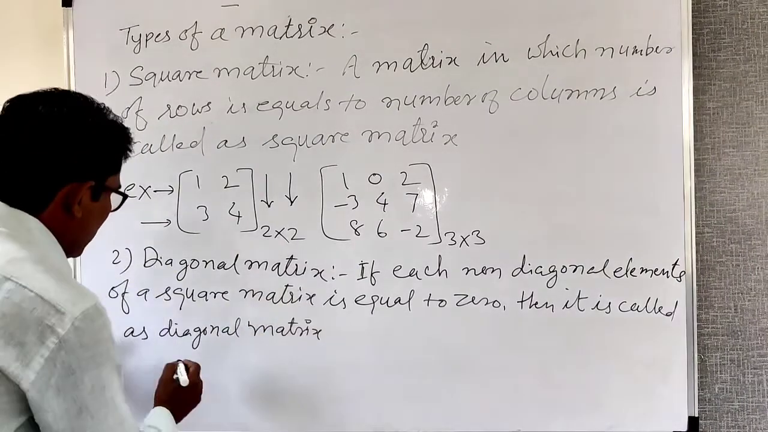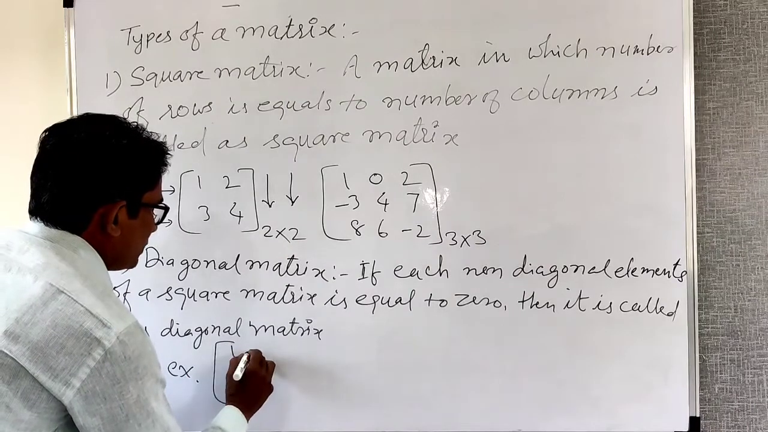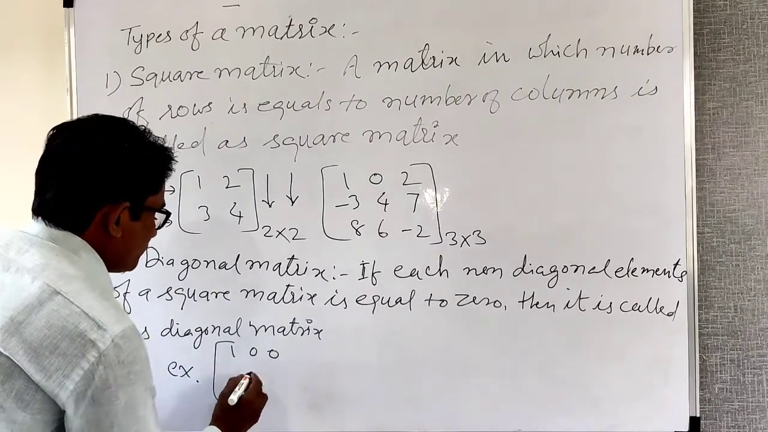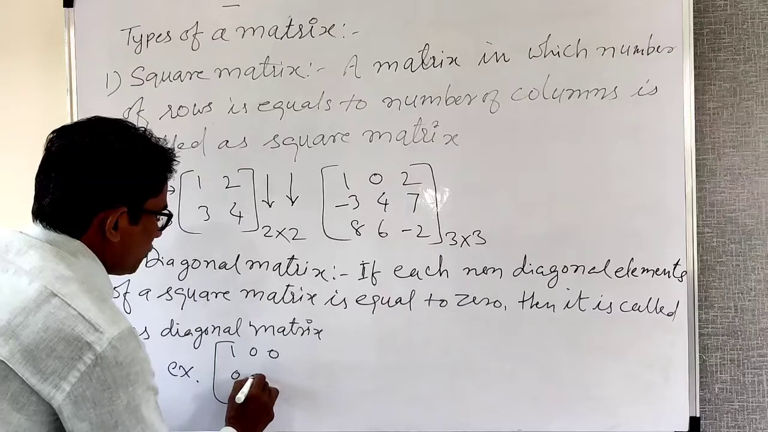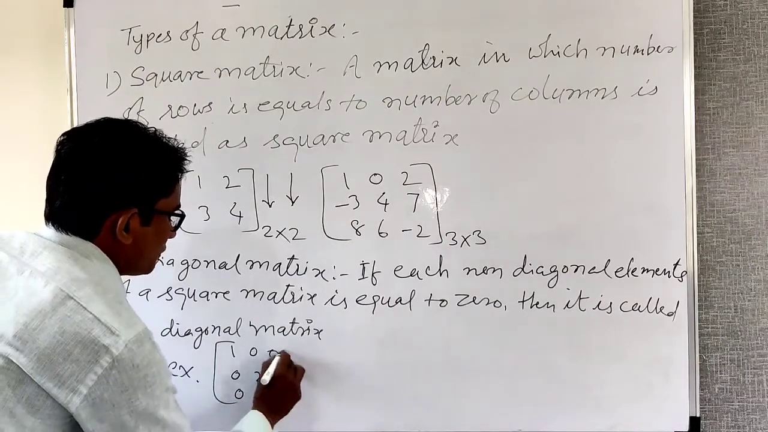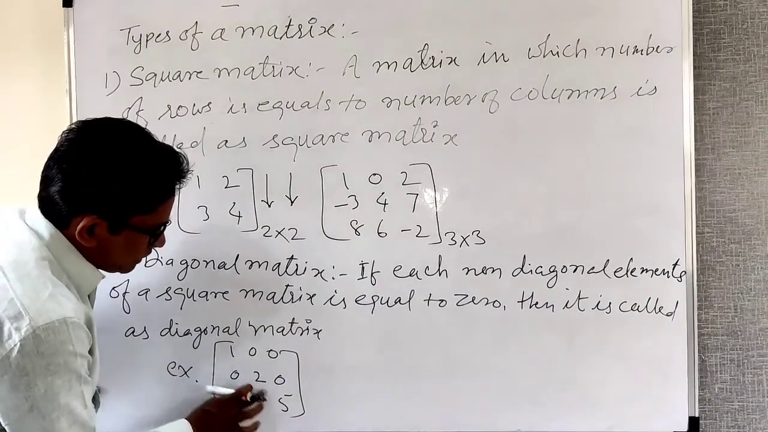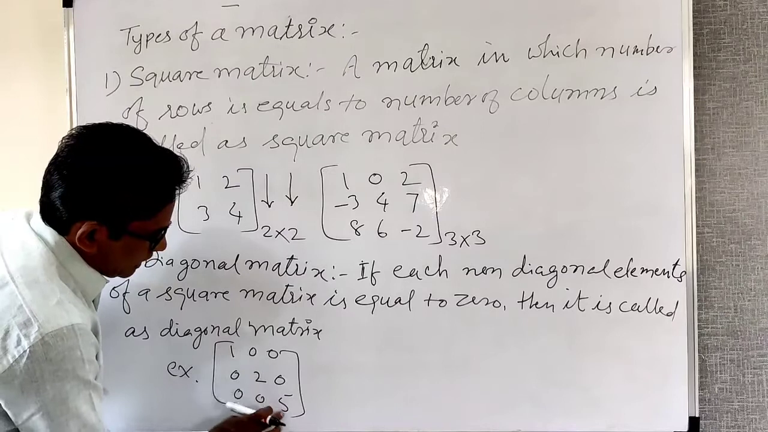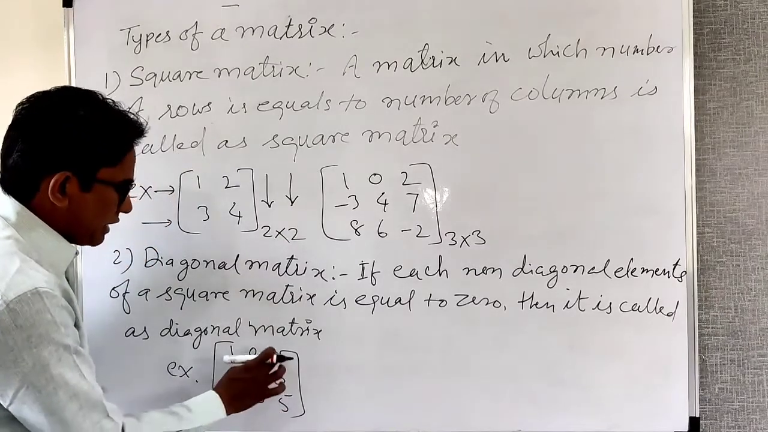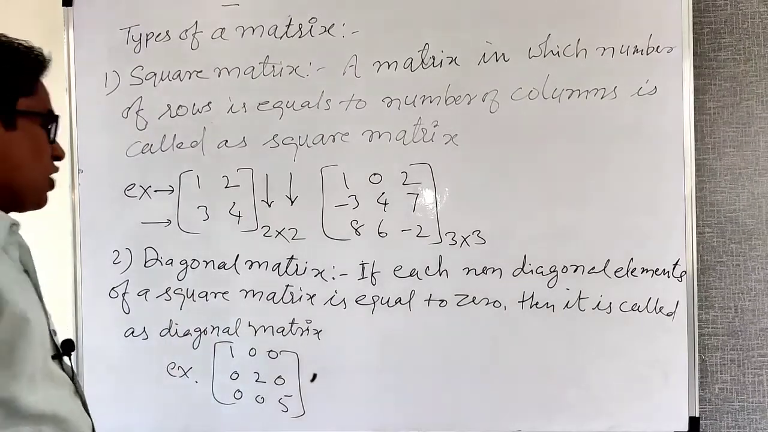Let us take one example. 1 0 0, 0 2 0, 0 0 5. So here, except this diagonal, each element is 0. Then it is called diagonal matrix.